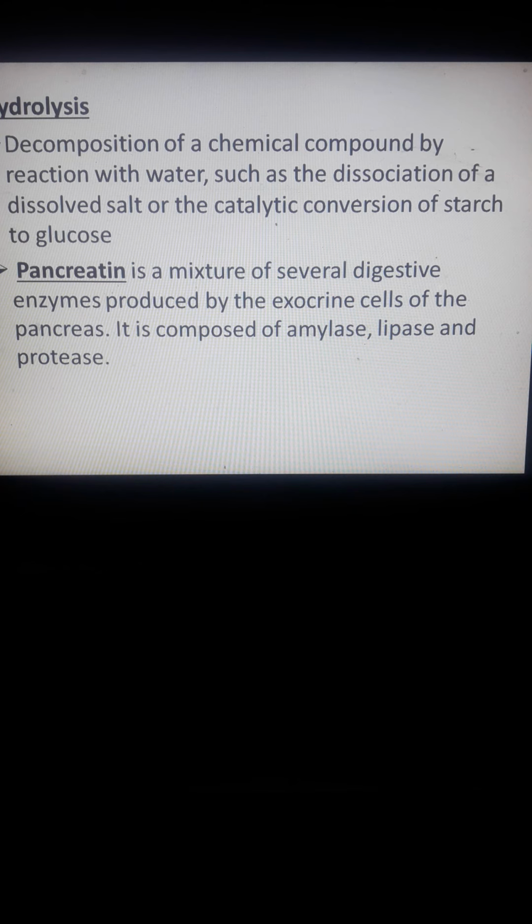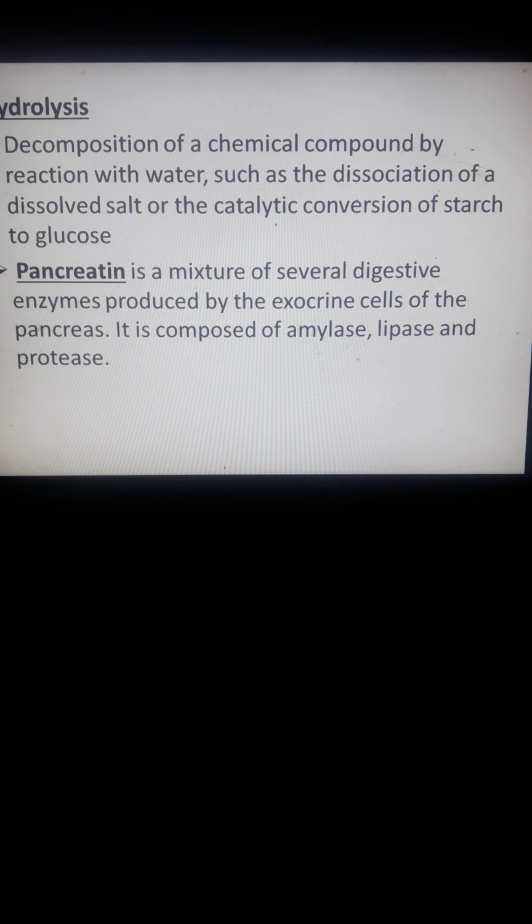Starch is a chain of glucose plus glucose. If you add water, starch will split into glucose plus glucose, like sugar. Table sugar, or sucrose, is composed of fructose plus glucose. If you add water, it will separate into fructose plus glucose.